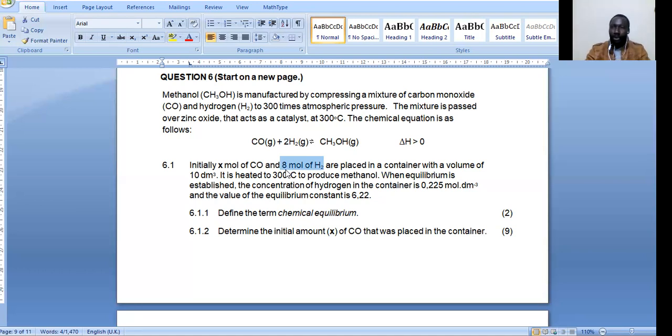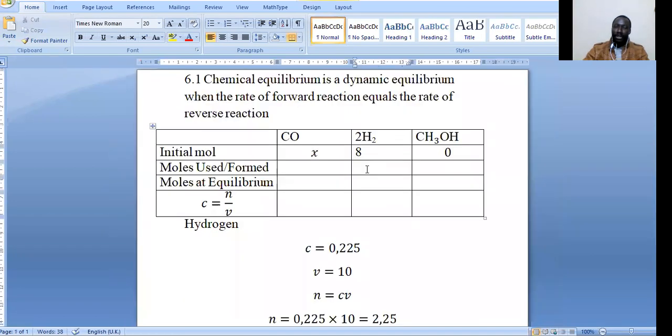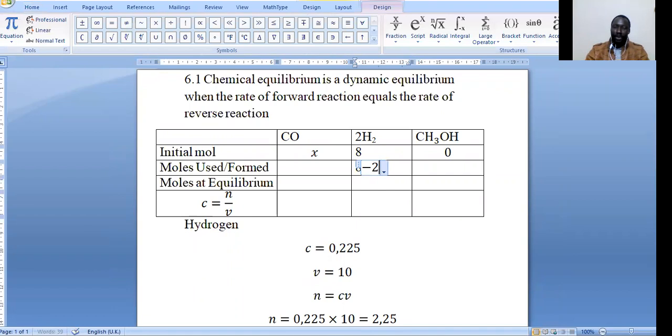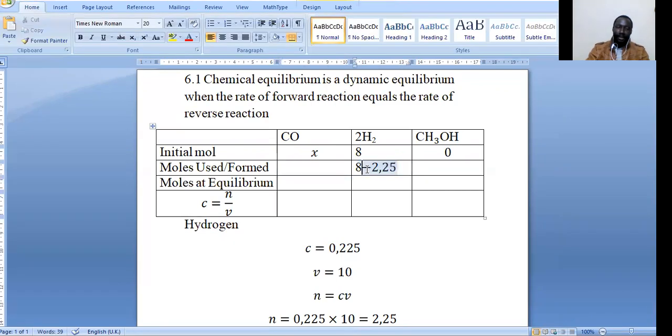So how much money have you used? The amount of money you have used is 500, which is the initial amount of money, minus the amount of money which is remaining. You see that? That is what we are talking about. So now to write the number of moles here, this is going to be the number of moles that we had initially, 8, minus the number of moles which is available right now. And what is that? That is 2.25. That is how we are bringing this thing here.